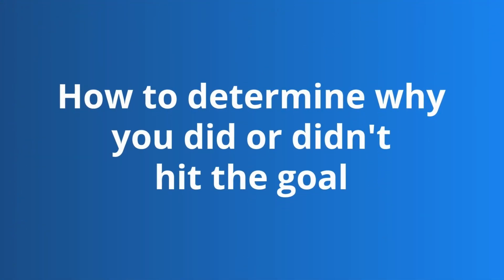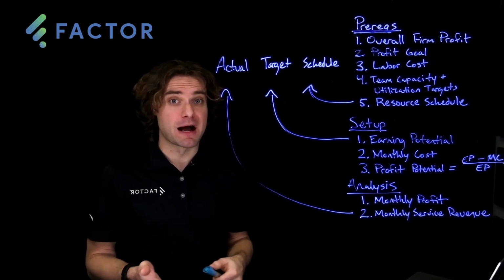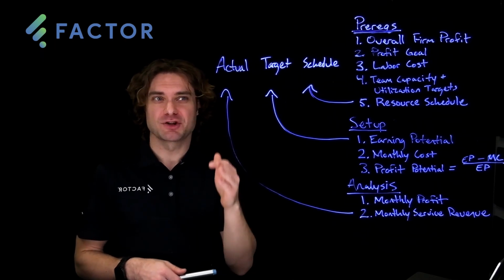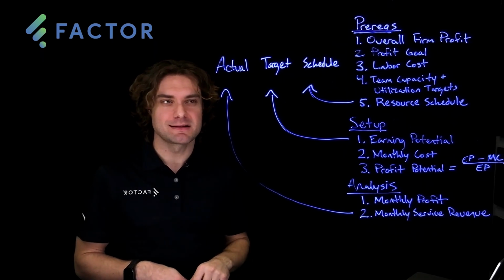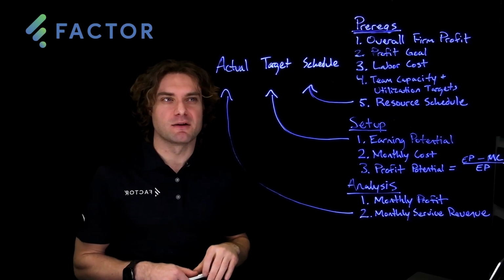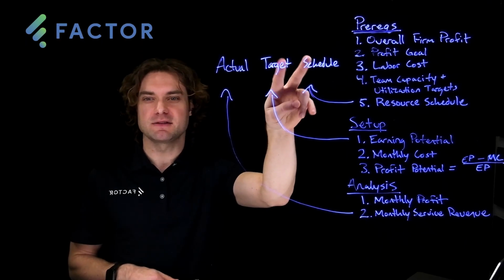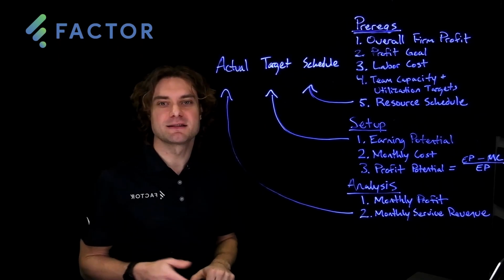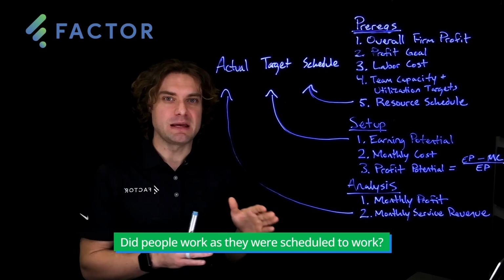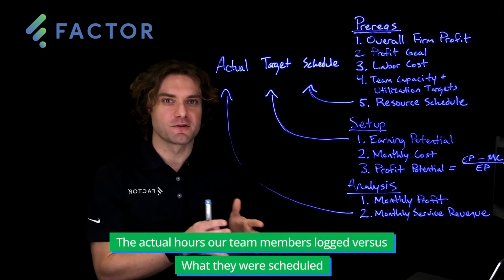So let's talk about comparing these numbers to tell the story of why we did or didn't hit our goal. If our actual is higher than target, then that's great news. There's no problems to find. But if our actual billings are lower than our target, we need to start asking tough questions and comparing numbers. Let's start by talking about a scenario where we scheduled an amount that would hit our target. So these are quite close to one another. If that's the case, then we next need to see whether people worked what they were scheduled to work. So the actual hours our team members logged versus what they were scheduled.